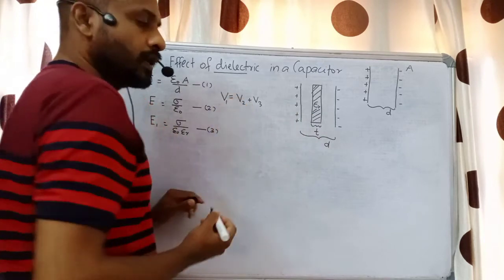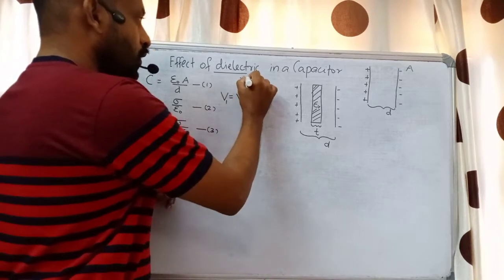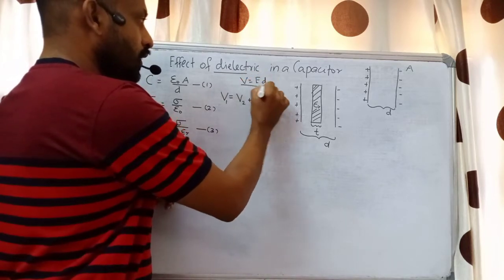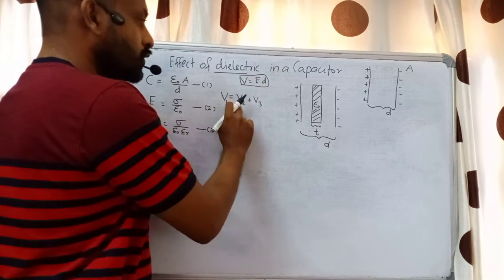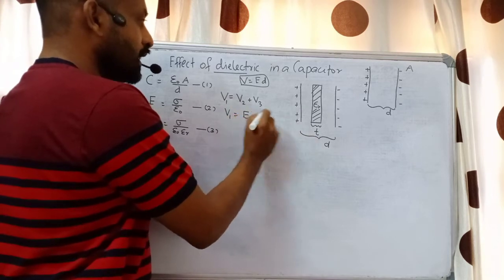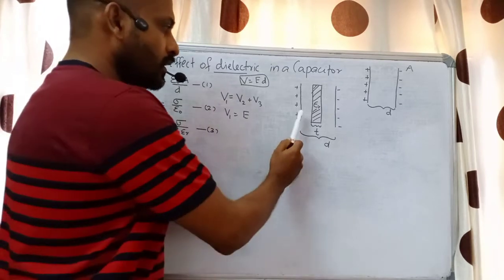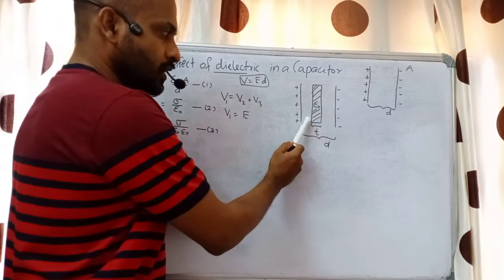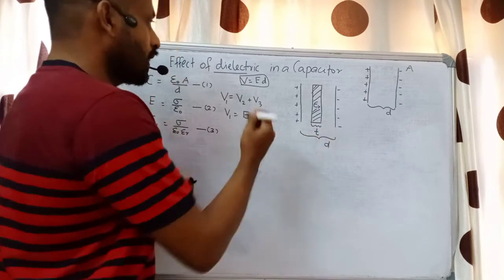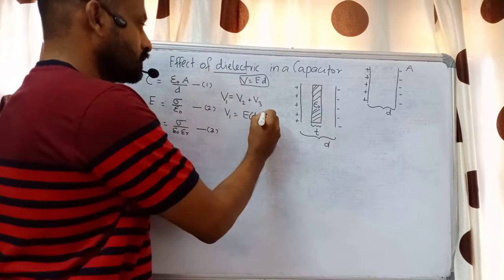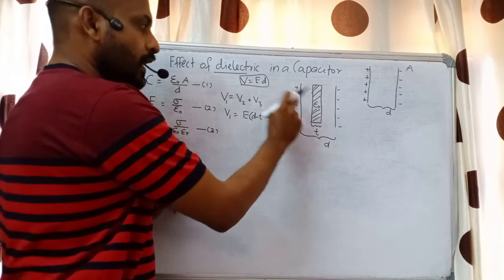We know the relation between electric potential and intensity. What is the general equation? V is equal to E into d. Substituting here, what is V2? V2 is equal to E, the electric field in the vacuum region, into the length of the vacuum region, the total distance d minus t. The length of these two regions together is d minus t. So V2 is E into (d minus t), the electric potential in the region having vacuum, plus V3 for the region having dielectric.